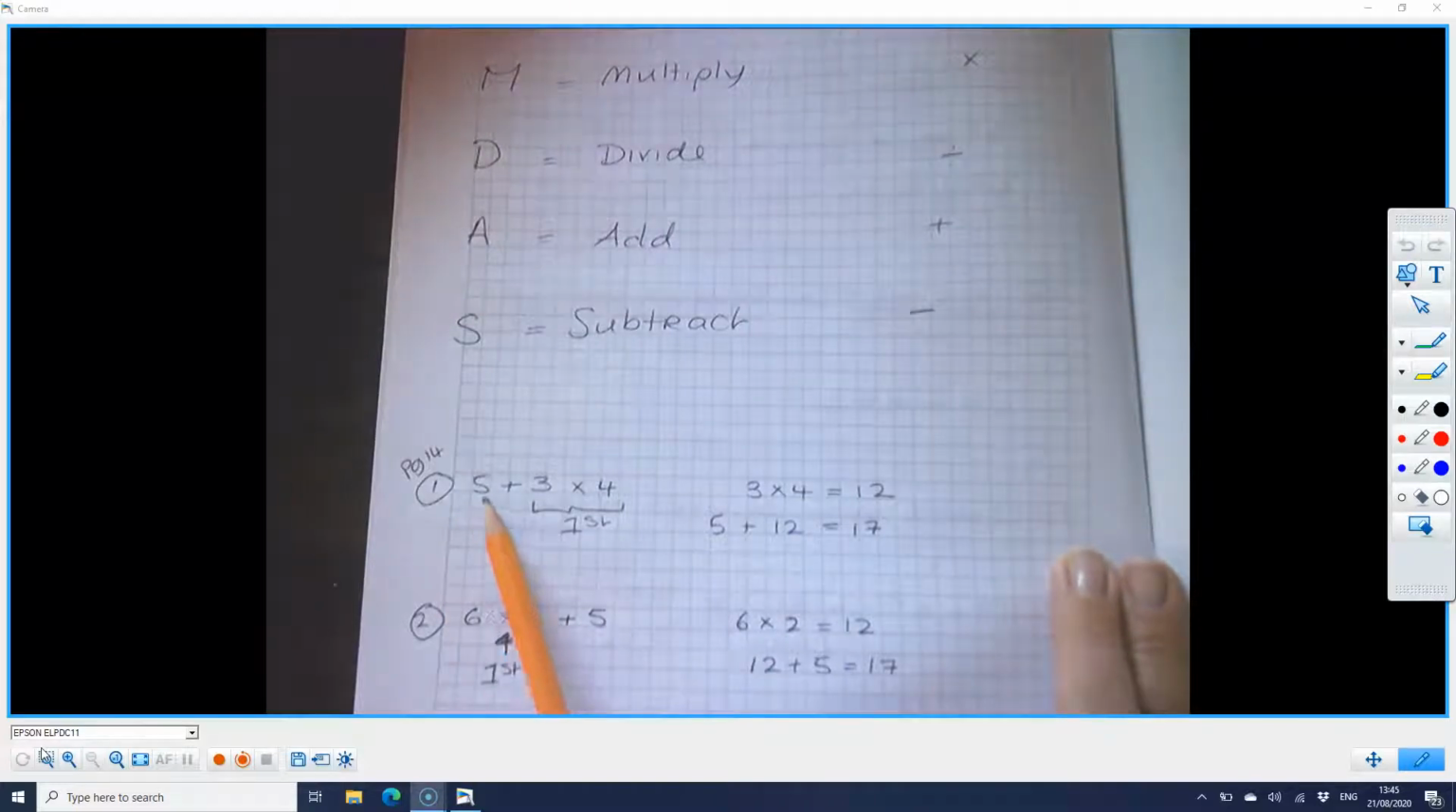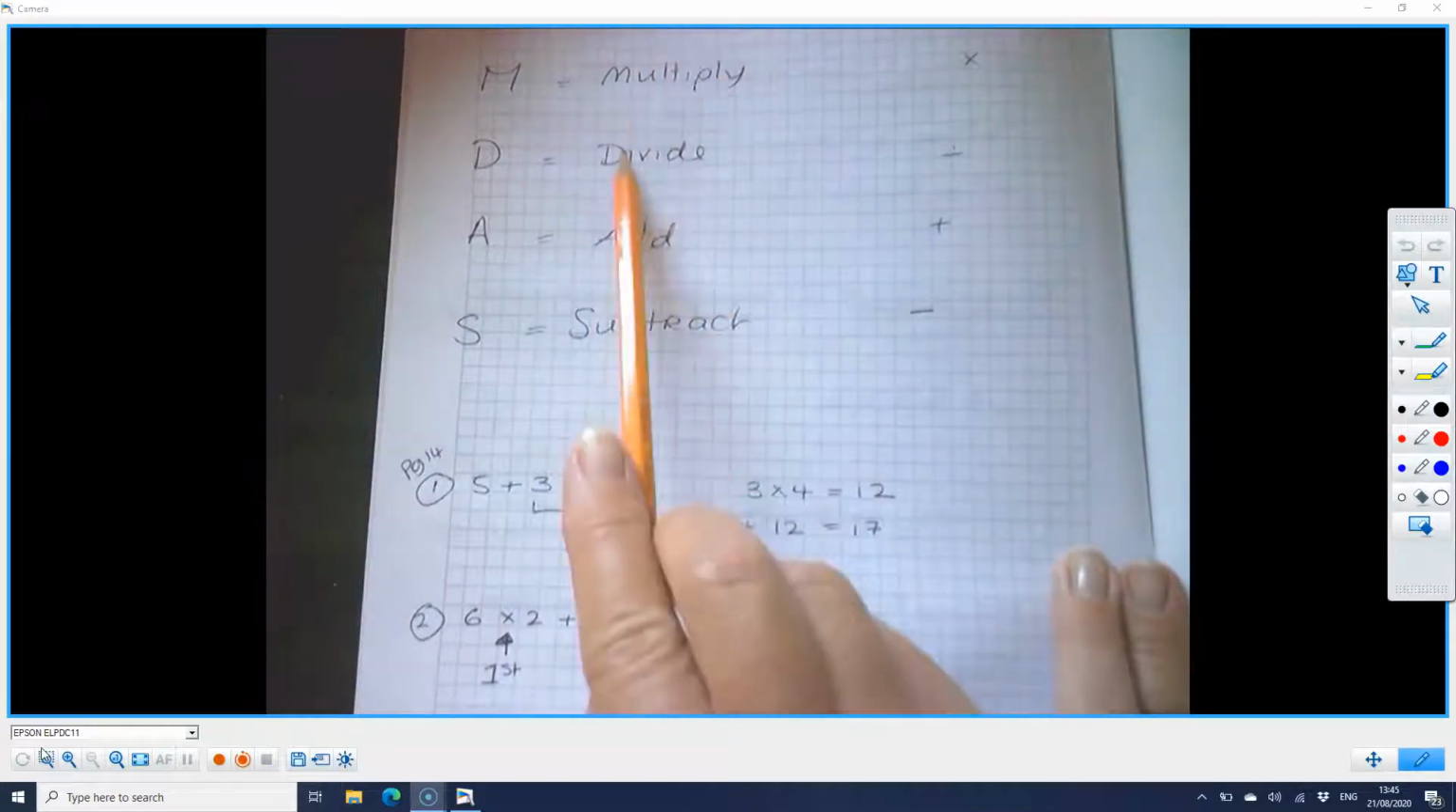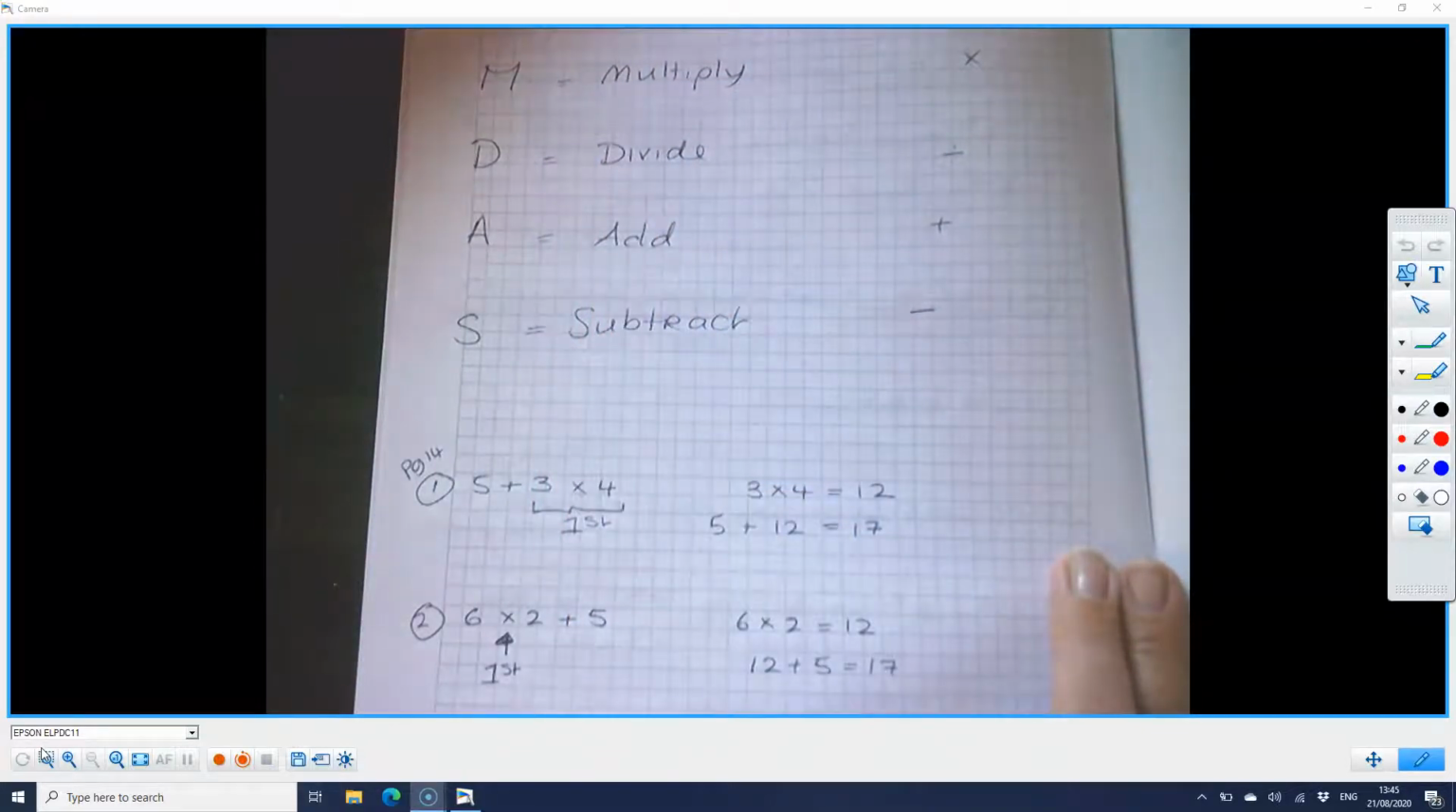If they gave you a sum, 5 plus 3 times 4, right, you'd look at your two different operations. So you've got a plus and you've got a multiply. Your multiply is the third one on your list. It's BIM, so you're going to do your multiply first. So you go 3 times 4 and you get 12. And then you would add your 5 and your 12 and you get 17.